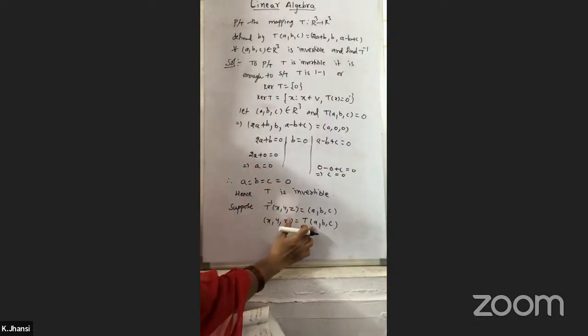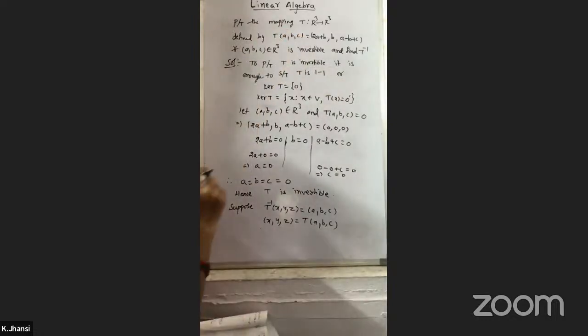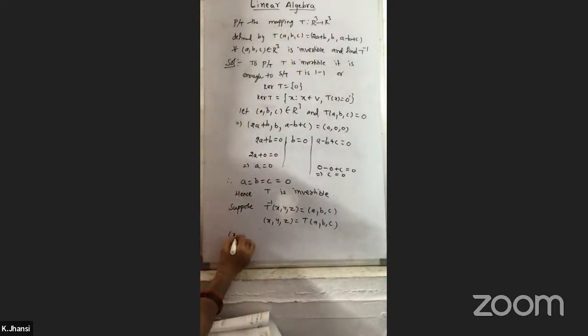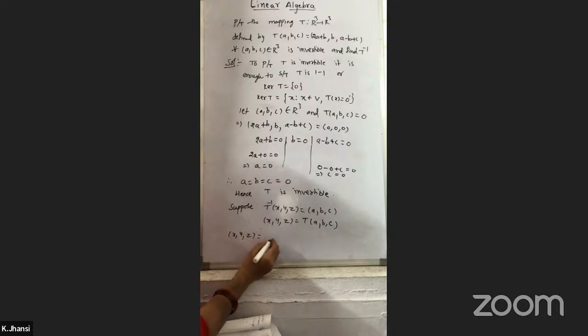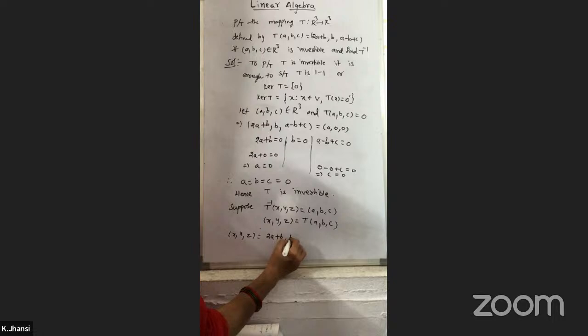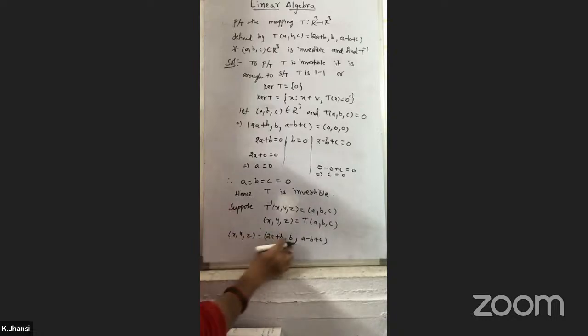So T of A comma B comma C. And what are the T of A comma B comma C in the given question? That is X comma Y comma Z is equal to 2A plus B comma B comma A minus B plus C. Okay. Now you equate the terms.